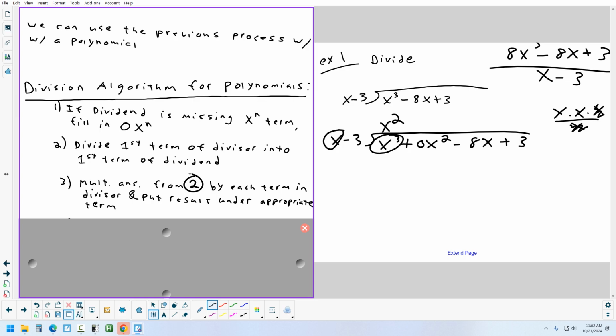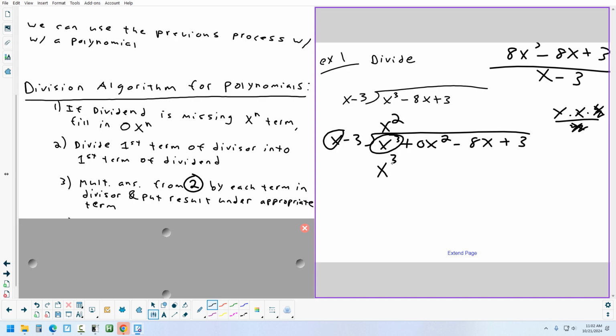X cubed. So we're going to put that in the x cubed column. What's x squared times negative 3? Negative 3x squared. So this is why you needed space for things with an exponent of 2. We just got one. If we didn't create that column, we wouldn't have had anywhere to put it. Any question on multiplying that back out and putting the answers in the appropriate column?